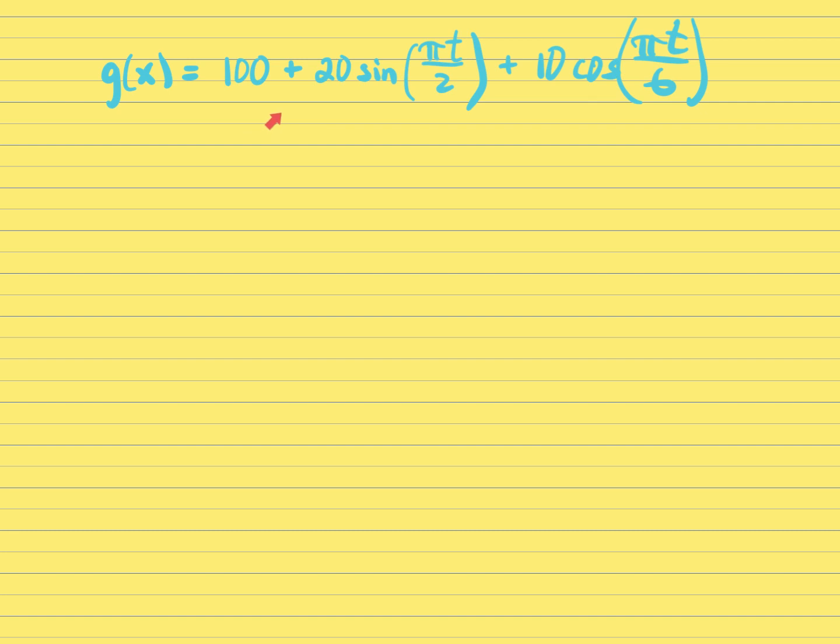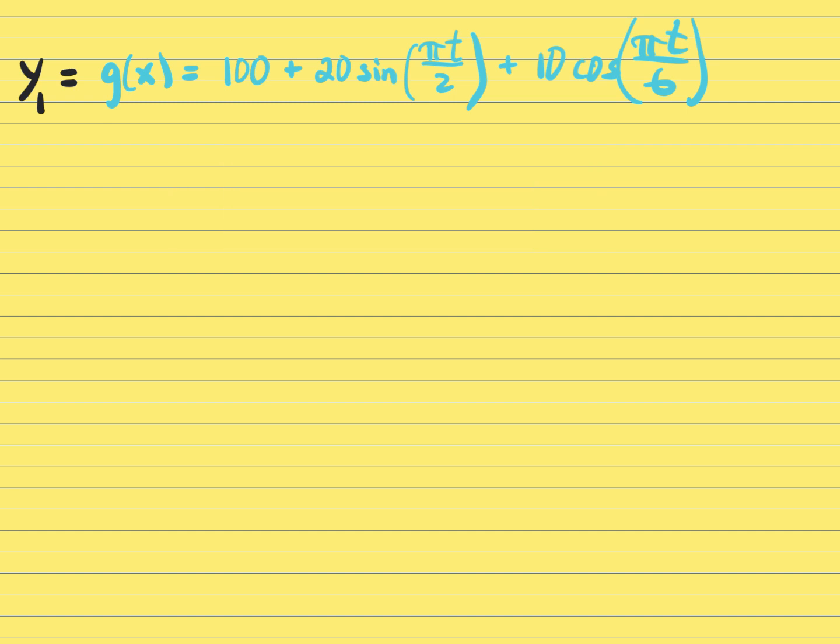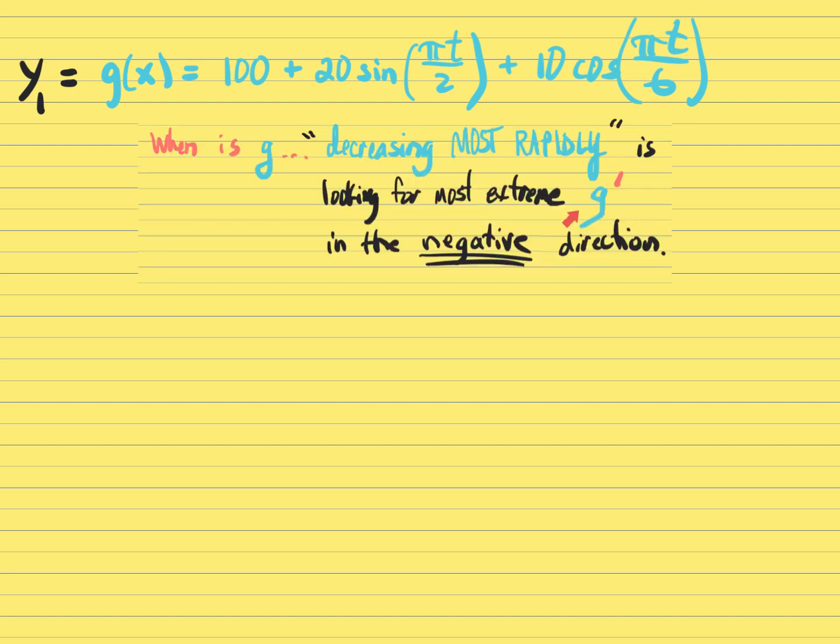So go ahead and enter this in y1 in your calculator. So this is g of t, and we'll use an x in place of t. Next, instead of spending the time to do the derivative by hand, just let your calculator do all the work. Remember, we're looking for the most extreme g prime value in the negative direction.